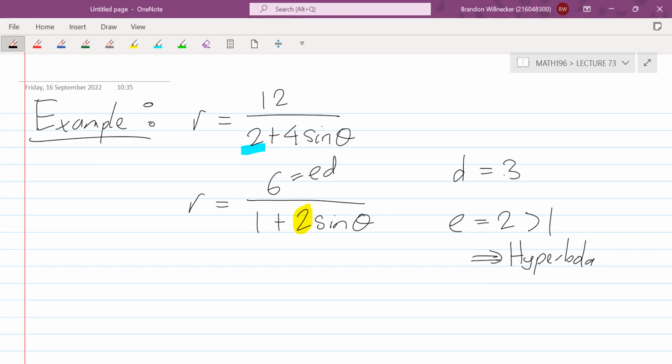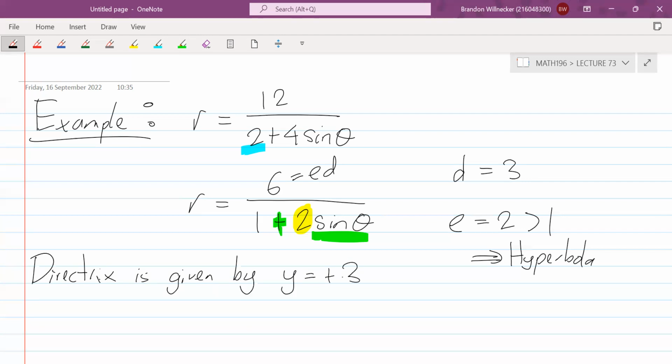If we wanted to know the equation of the directrix, we just look here. It's plus sine, so we know that the directrix is going to be y equals plus d. If this was minus sine, then it would be y equals minus d, like we went over last time. So the directrix is given by y is equal to plus 3. Okay, so we can start finding the intercepts, and then we can use that to sketch this curve.